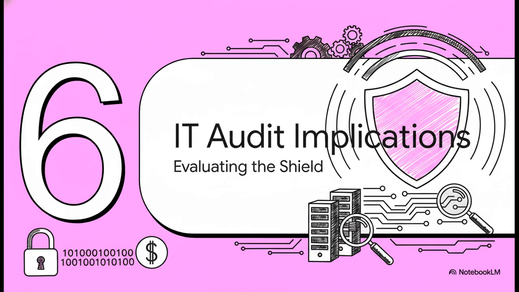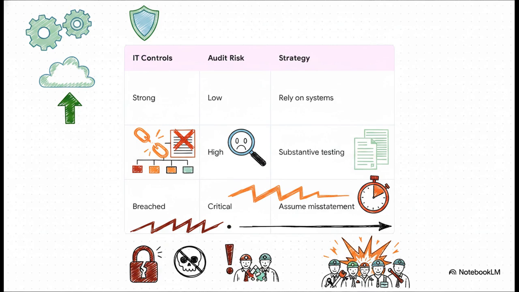Let's pivot slightly to the auditor's perspective. Section 6, IT audit implications, or how we evaluate this shield. Let's break down the reality for an auditor here. If the IT control environment is strong, meaning good GITC and application controls, boom, audit risk is low. The auditor can rely on the automated systems and massively reduce manual substantive testing.